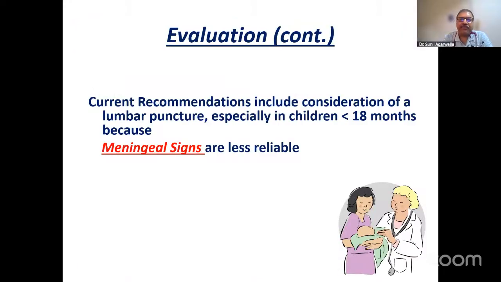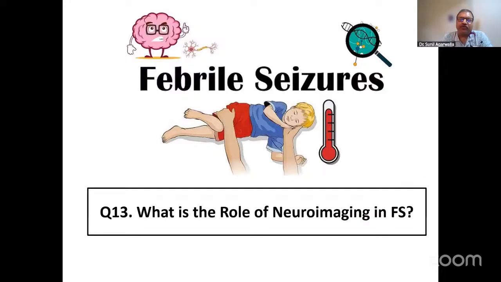So current recommendations include consideration of a lumbar puncture, especially in a child less than 1.5 years. Meningeal signs are less important in this age group. So for the first attack of febrile seizure, simple or complex, you have to go for lumbar puncture.